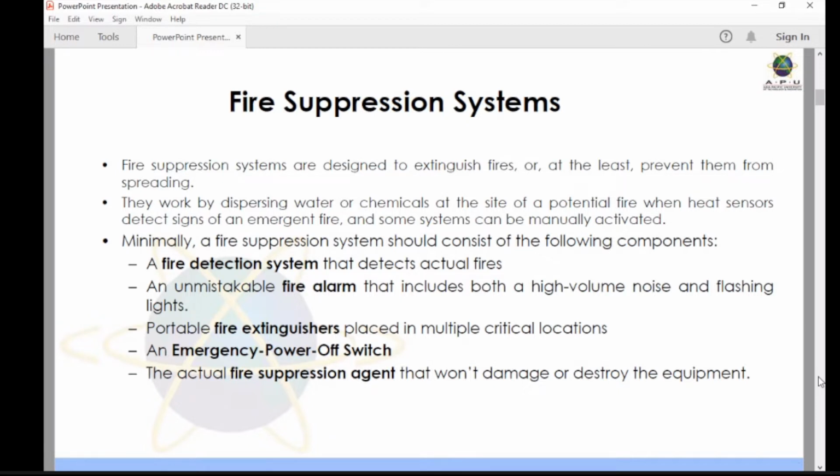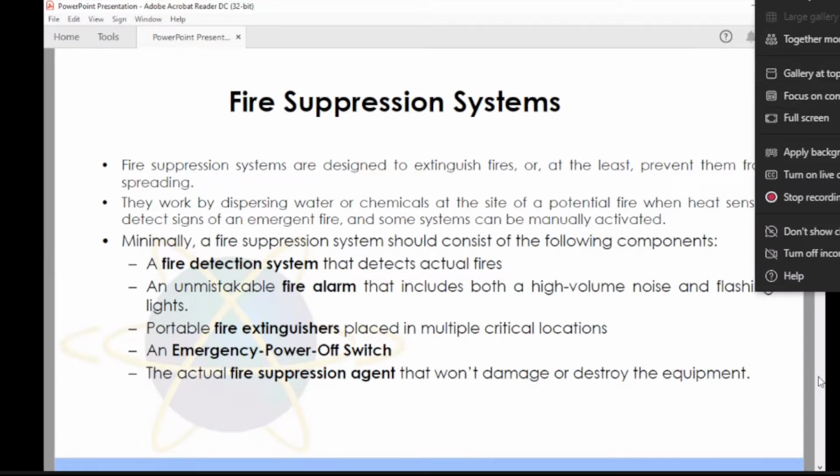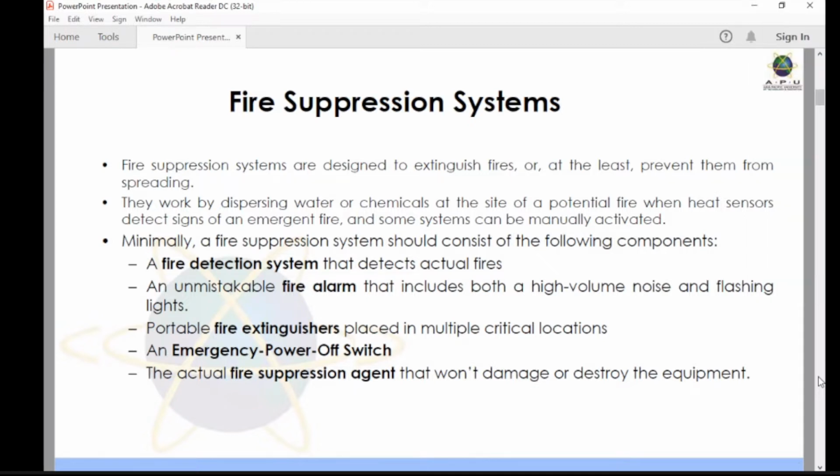There are some systems for manual activation, okay, but where there is electricity, where there are servers, okay, the chances of fire are always there, okay. Also, sometimes there are cases that you get fire when you connect to USB, okay. So sometimes, yes, there can be potential fire when you have all these electronic gadgets and also electrical. Minimally, fire suppression should consist of the following components.